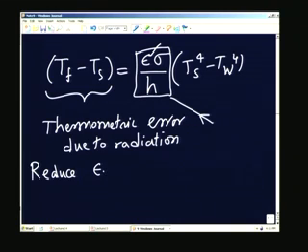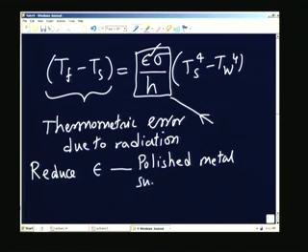Epsilon is the surface property. It is well known that if you have a highly polished metal surface, for example aluminum, epsilon could be something like 0.05. So, I would be well off if I have a polished metal surface for the sensor.